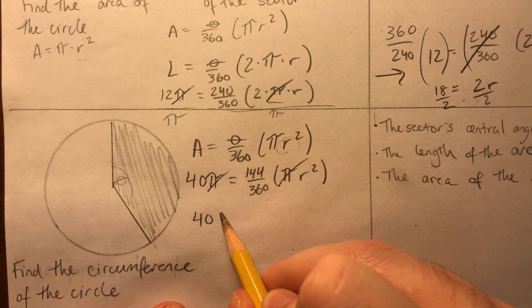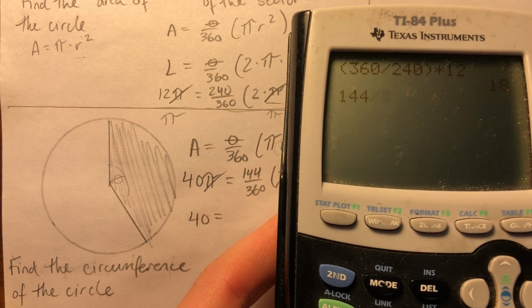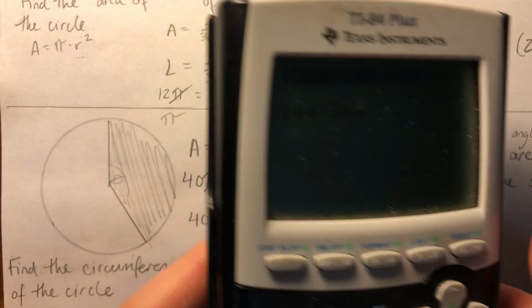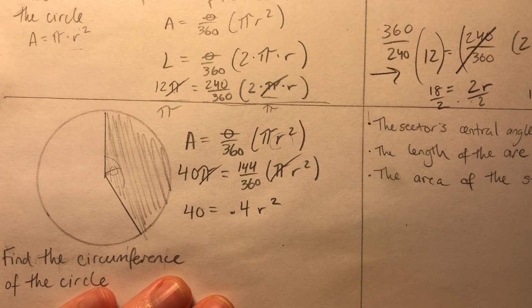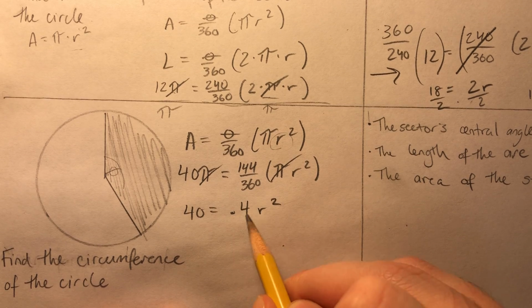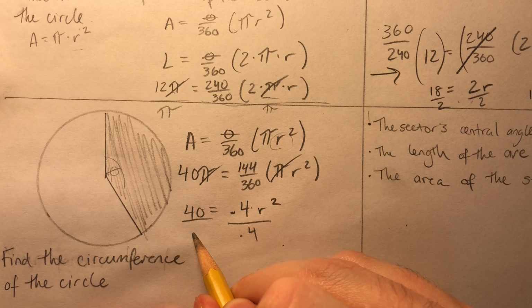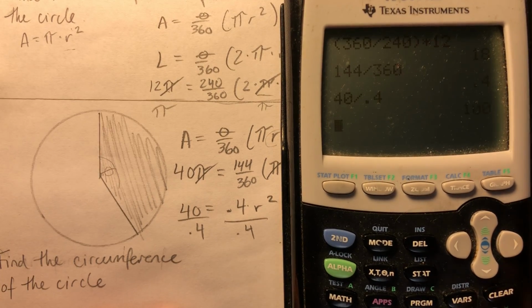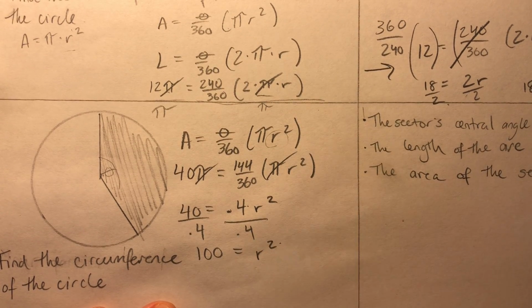Now I'm going to do something that I think maybe some other students are doing. They see that fraction, they don't like it, so they just plug in right away 144 divided by 360. And we get a reasonable fraction of 0.4, right? That's something that I'm comfortable dealing with. All right, now I'm going to divide both sides by 0.4. The operation combining 0.4 and r is multiplication. So we're going to divide both sides by 0.4. 40 divided by 0.4 is 100. 100 is equal to r squared.